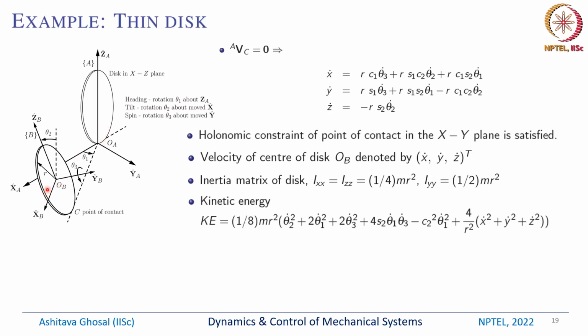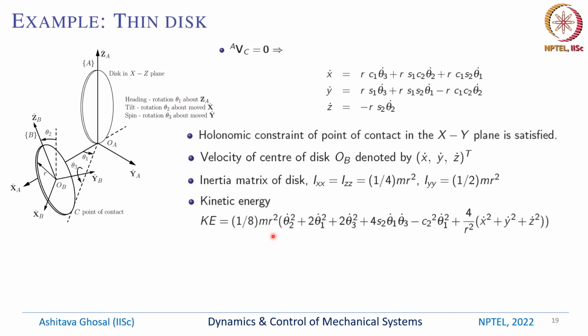The kinetic energy of this disk can be obtained by finding half I omega square plus half m vc dot square, that is, half m times the velocity of the center of the disk squared. So that is half m into x dot squared plus y dot squared plus z dot squared, and then half I omega square, and omega, remember, was r dot r transpose, and we know what r is. It is the z x y rotation matrix.